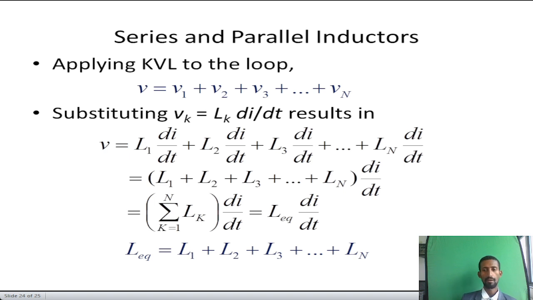By applying KVL for the series connection of the previous circuit, we can easily get V equal to V1 plus V2 plus V3 up to Vn. We know that the current in a series circuit is the same, so we can take di common. This indicates that the equivalent impedance of inductances is the summation.